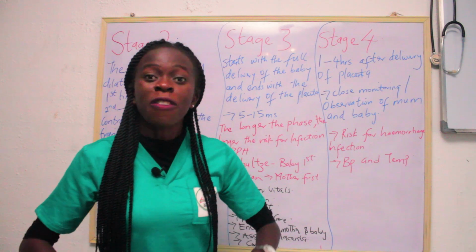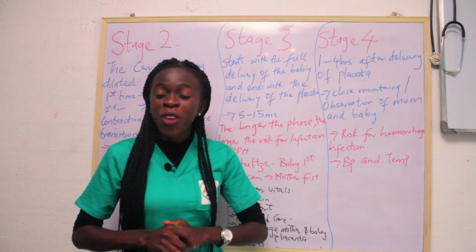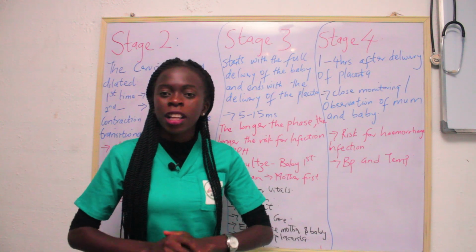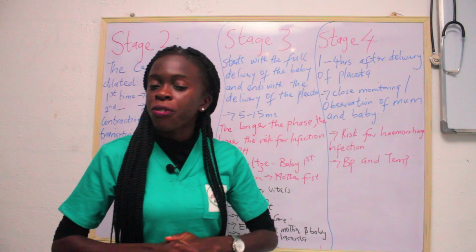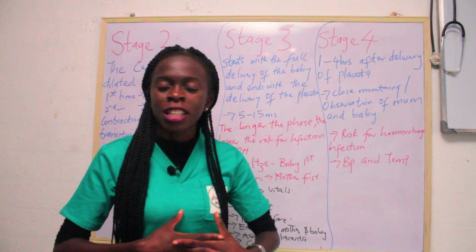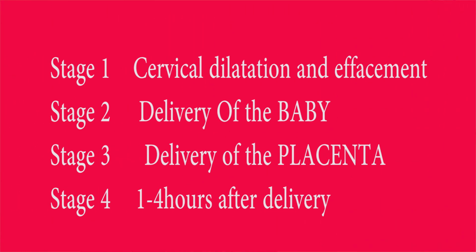I hope this video helped you understand the various stages of labor. Don't forget, there are 4 stages of labor. In the first stage, there are 3 phases. We have the second, the third, and the fourth stage. The first stage involves cervical dilation. The second stage involves the delivery of the baby. The third stage involves the delivery of the placenta. And the fourth stage is 1 to 4 hours after the delivery of the placenta.